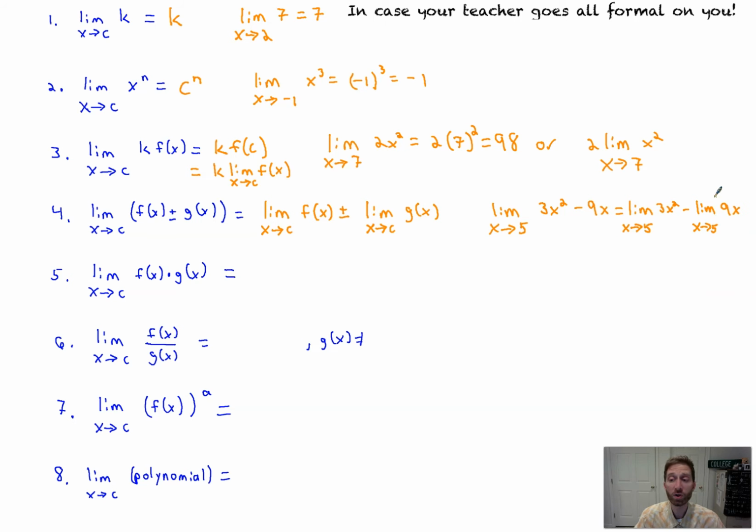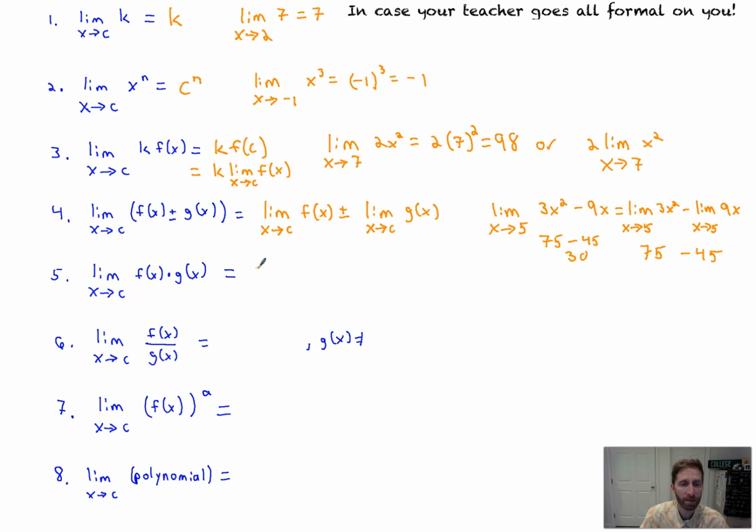So it doesn't matter which way you do it, you'll get the same exact answer. And if you plug 5 into this, you'll get 5 squared is 25, times 3 is 75, minus 9 times 5, plugging it in, is 45. That gives you 30. If you split it up, you'll get the same exact answer. 5 squared is 25 times 3 is 75, minus 5 plugged into there is 45, which equals 30. Point being is it doesn't matter how you do it.